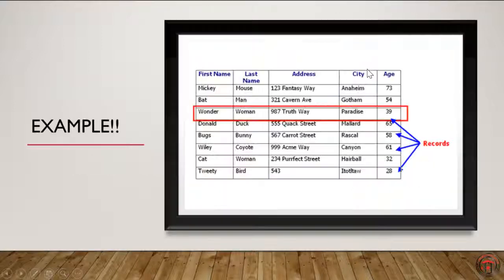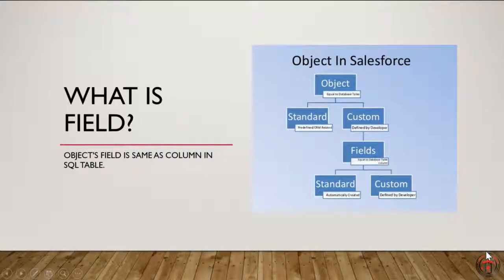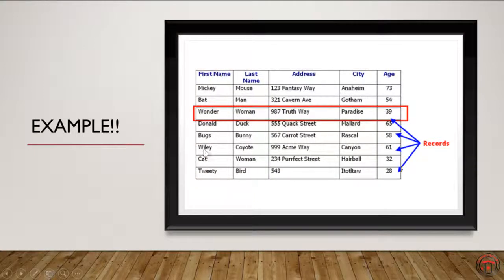Let's dive a little more in. If you look at this example, this whole table is called an object, and each row contains details of a single customer. So each row is called a record, and each column is called a field. So Salesforce gives us an option of creating an object and creating fields so that you can store details of your customer or anything like that. So by now you should know what a field is. Let's go back again. Each column in a table is called a field.